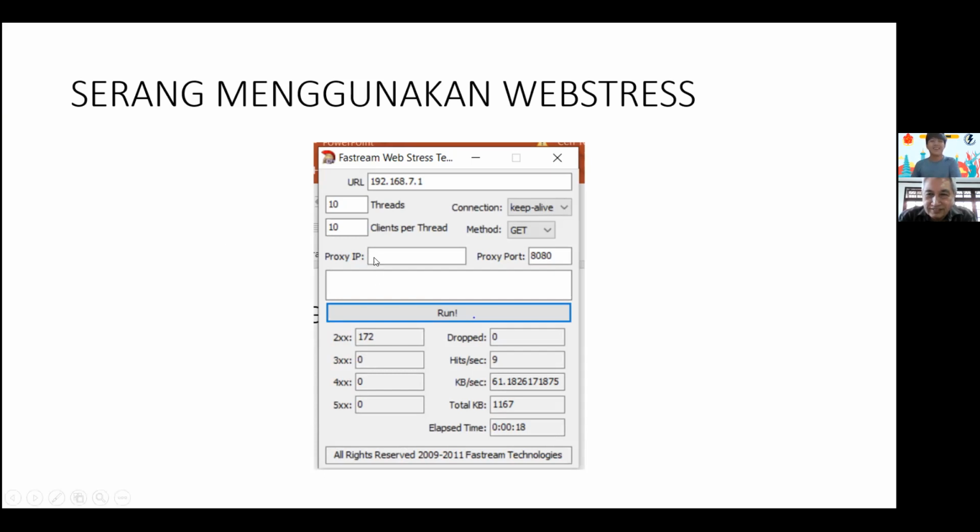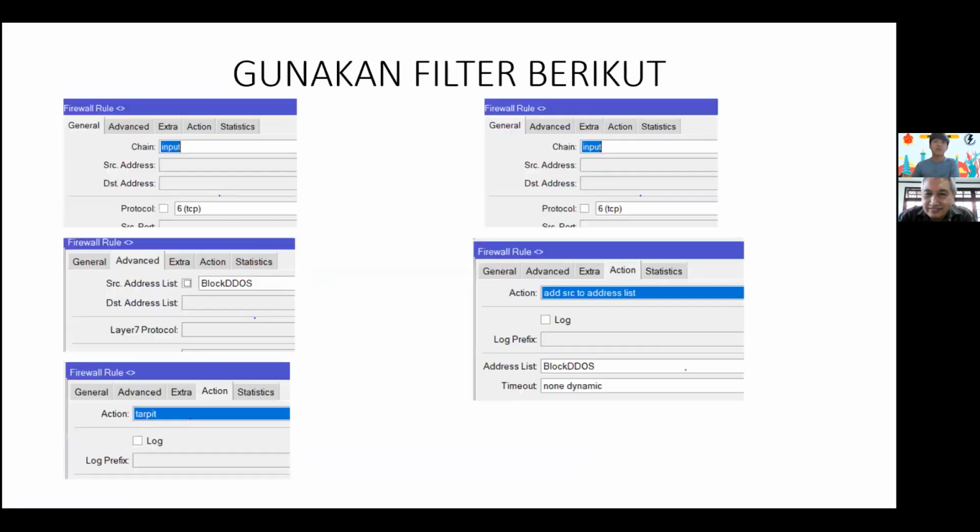After that, if you want a solution for this, you need to make a firewall rule. In the firewall, you have to make the chain input, and the protocol you fill with TCP. After that, you give the advanced block DDoS in the source address list, and the action is target. In this case, I forgot to get into the extra part.